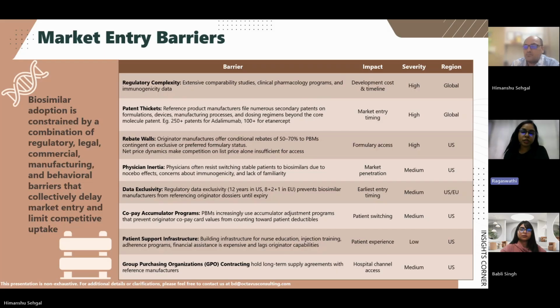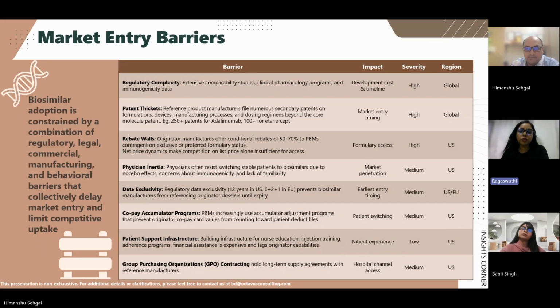The next barrier I wanted to discuss is patent thickets. It is often referred to as the patent dance as well, because every biologic, beyond its core compound patent, is protected by other patents for its formulations. There are multiple secondary patents with reference to its manufacturing processes, dosing regimens, indications, and formulation.